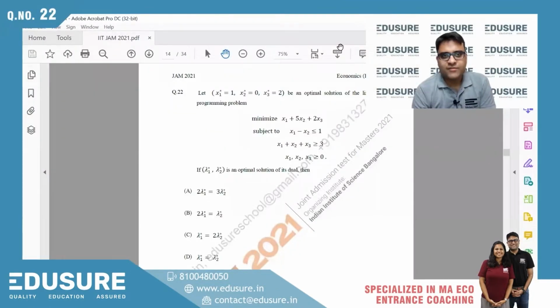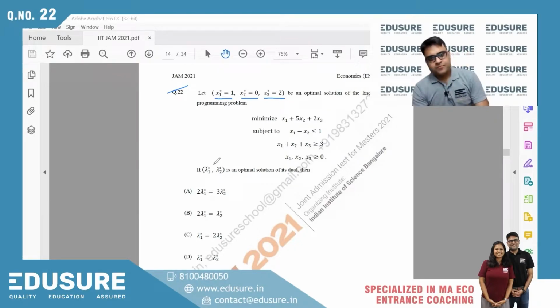Okay, we will solve IIT JAM 2021 question number 22. So we are given that x1 star is 1, x2 star is 0, x3 star is equal to 2 be an optimal solution of the linear programming problem this. If lambda 1 star, lambda 2 star is an optimal solution of its dual, then what can be said about lambda 1 star and lambda 2 star?